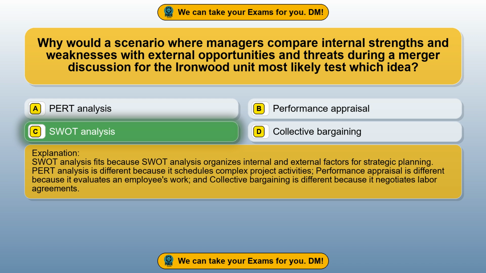PERT analysis is different because it schedules complex project activities, performance appraisal is different because it evaluates an employee's work, and collective bargaining is different because it negotiates labor agreements.